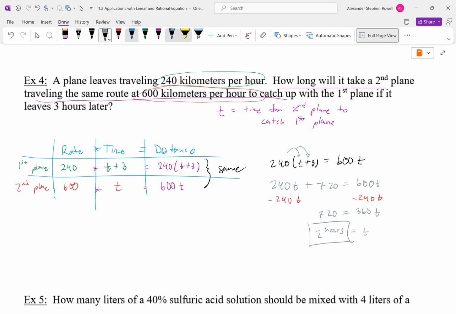And I should just double check that. That's what the question is asking. T is in fact time traveled by the second plane.